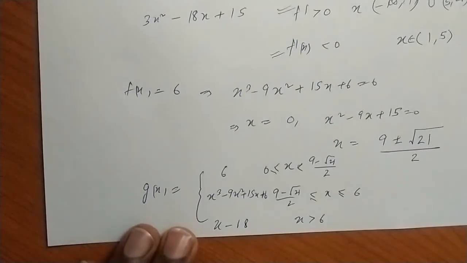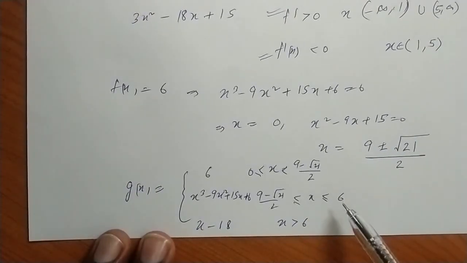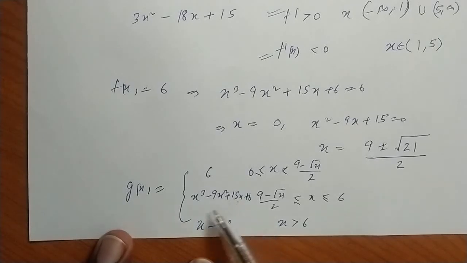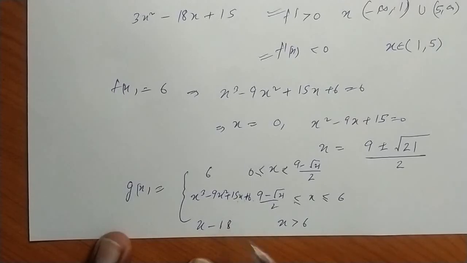Okay, now since we have simplified g(x), we can discuss the continuity and differentiability. So for discussing continuity, put the value of this over here. We can easily see that 9 minus root 21 by 2 is a root of this. So this will tend to 6. So the function is continuous at x is equal to 6. At x is equal to 9 minus root 21 by 2, and at x is equal to 6, we can also check the continuity of this function. Moving to the next question, question number 57.